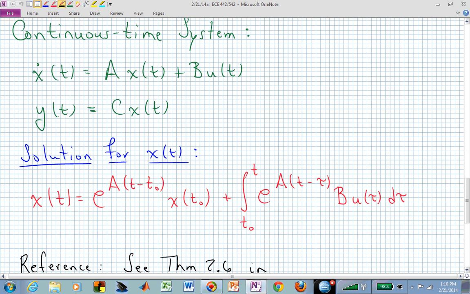Once you have x of t, it's just a very straightforward process to obtain the output y of t, which is just x of t pre-multiplied by this output matrix, capital C.